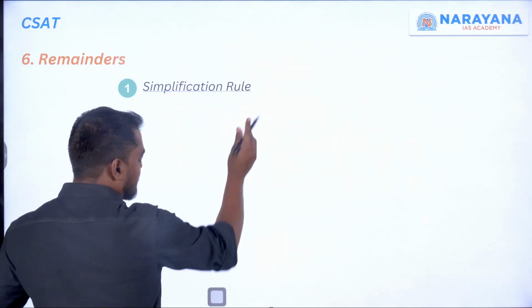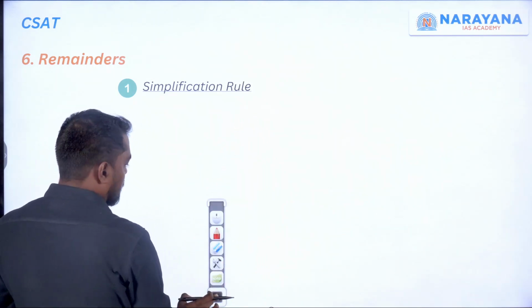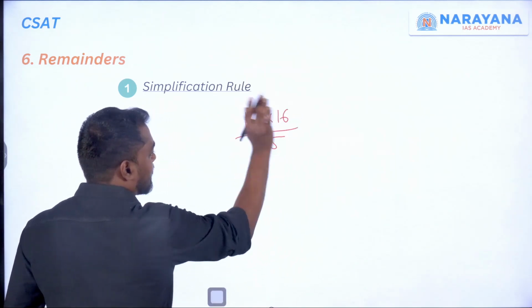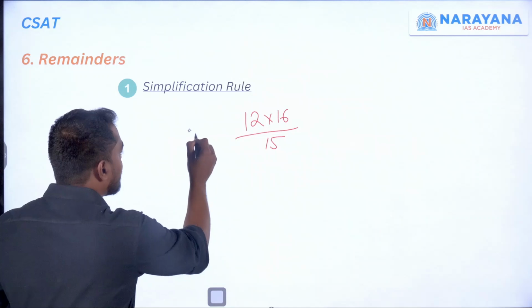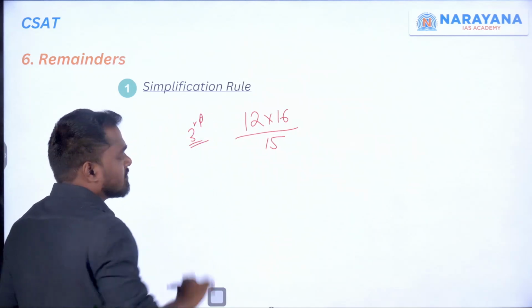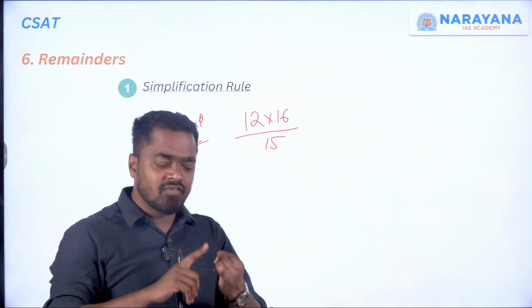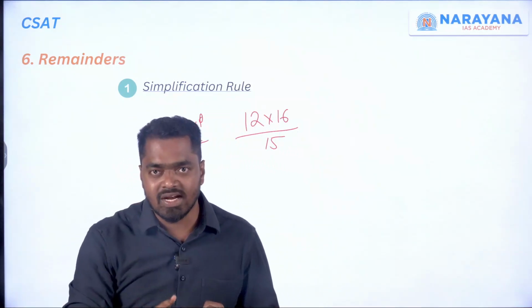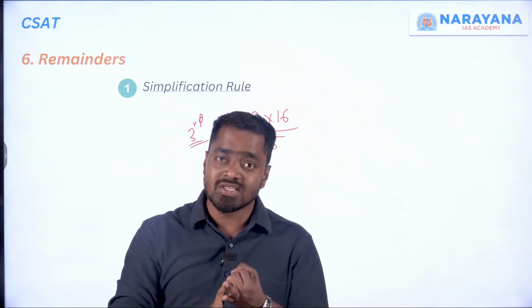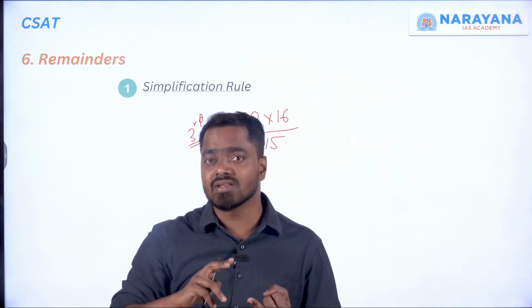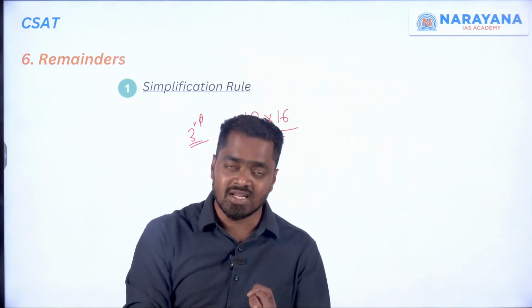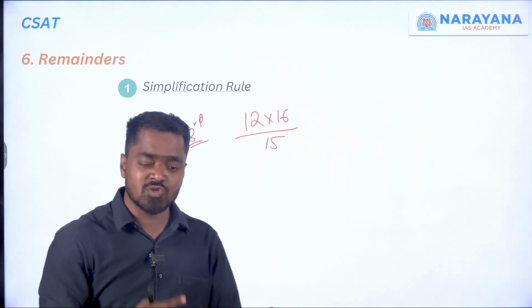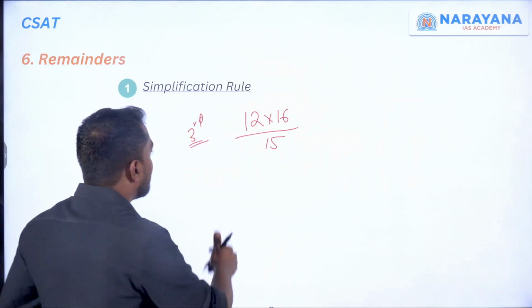If you take the same thing again, 12 into 16 divided by 15. Now this is the third addition. The first one we have done, you have to take out individual remainders and multiply it, you will get the ultimate remainder. What is the second addition we have added to make the calculation simpler? That is nothing but negative remainder. Now the third addition is to make it much more simpler.